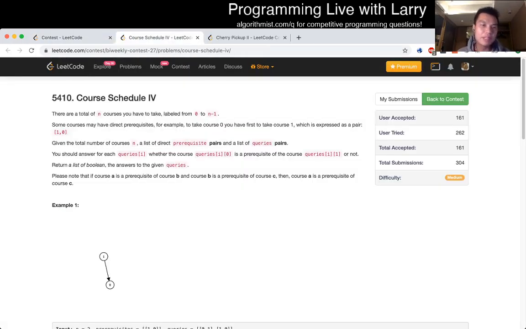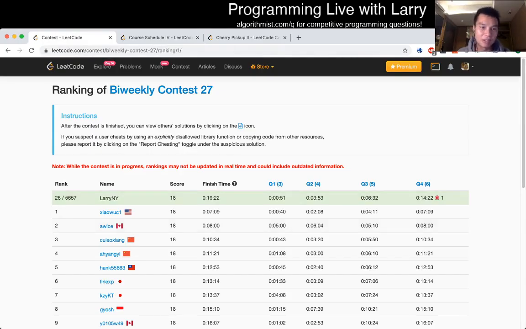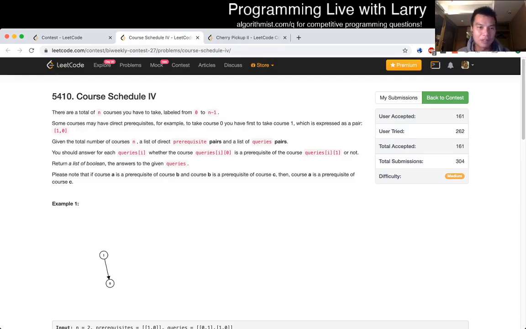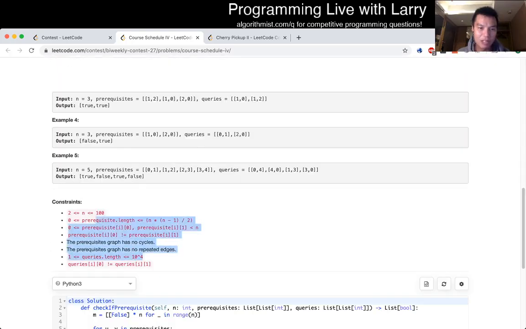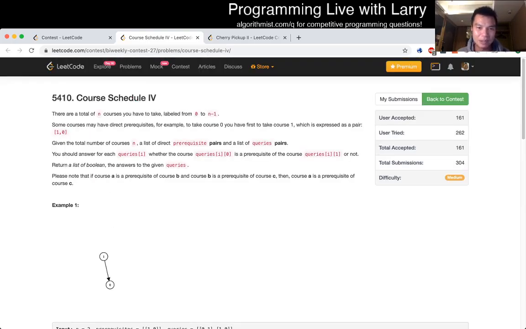Cool. Q3, Course Schedule 4. There are a total number of n courses. Oh yeah, so this one, I spent about, or less than, 3 minutes on this problem. I spent some time just trying to figure out what the prerequisite pairs are. I guess here it tells you, but I was trying to look for it in the statement, which one is which. Like, given a prerequisite pair, is it the first number that depends on the second number, or the second number that depends on the first number? It's kind of sneaked in here, but I don't know, I had trouble reading it, to be honest.